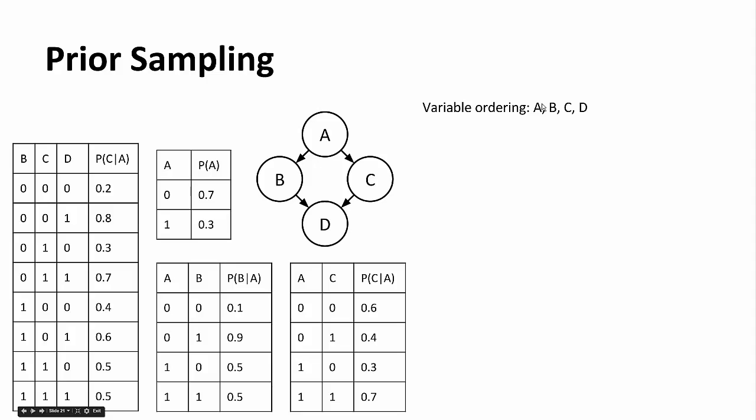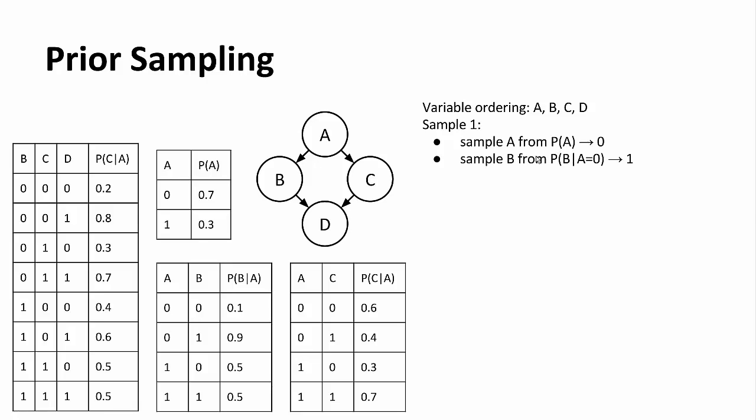So let's just assume that we have this variable ordering, this linearization, A, B, C, D. From there, let's create a sample using prior sampling. We're just going to go down this variable ordering, starting from A. We'll sample A first, from the table P of A, and say we just end up with 0 for A. Let's just move down the list.